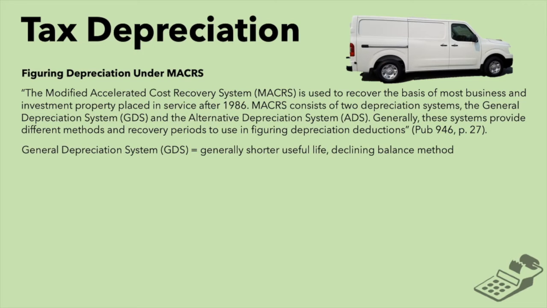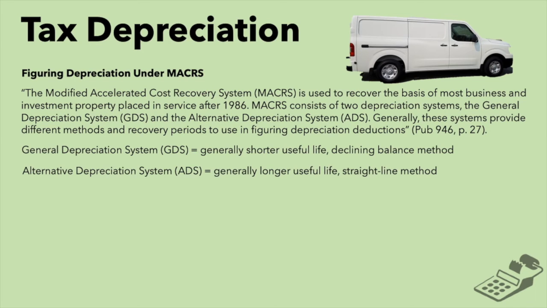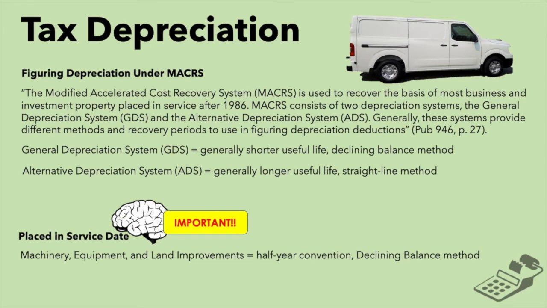The General Depreciation System generally has shorter useful lives, and it uses the declining balance method. The Alternative Depreciation System generally has a longer useful life, and it uses the straight line method. Something that's important to remember is that the day that our asset is placed in service is very important under MACRS. So, machinery, equipment, and land improvements use what's called the half-year convention and the declining balance method. So it doesn't matter when you purchased it during the year, you're going to get a half a year of depreciation in the first year.